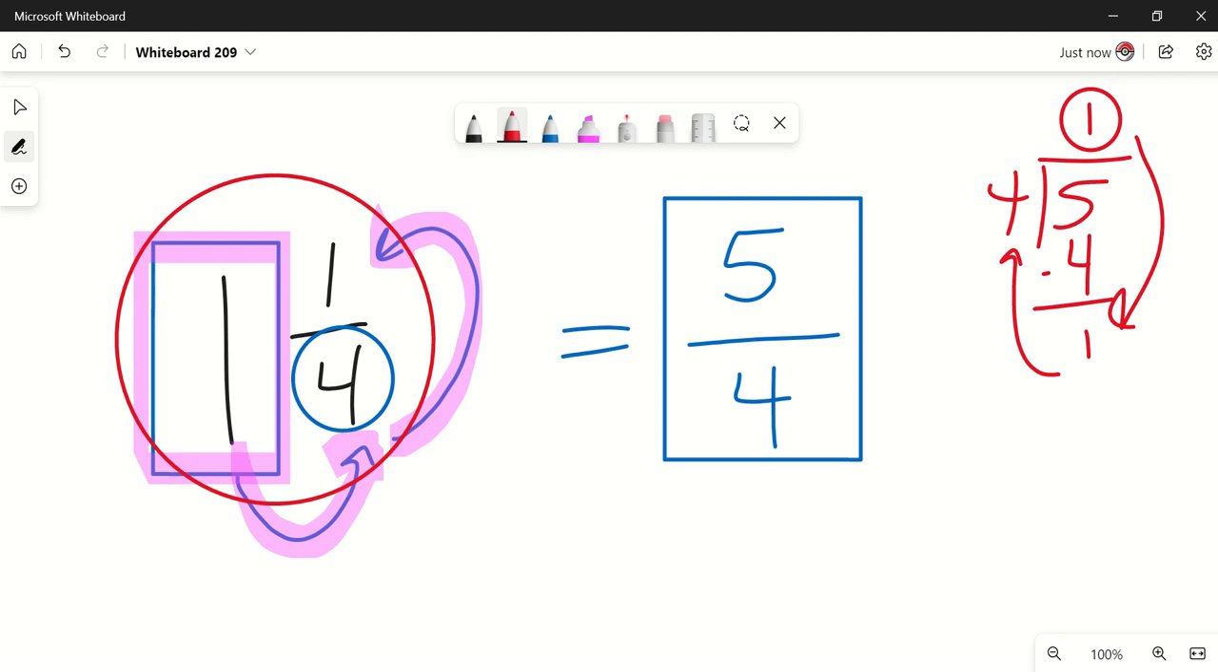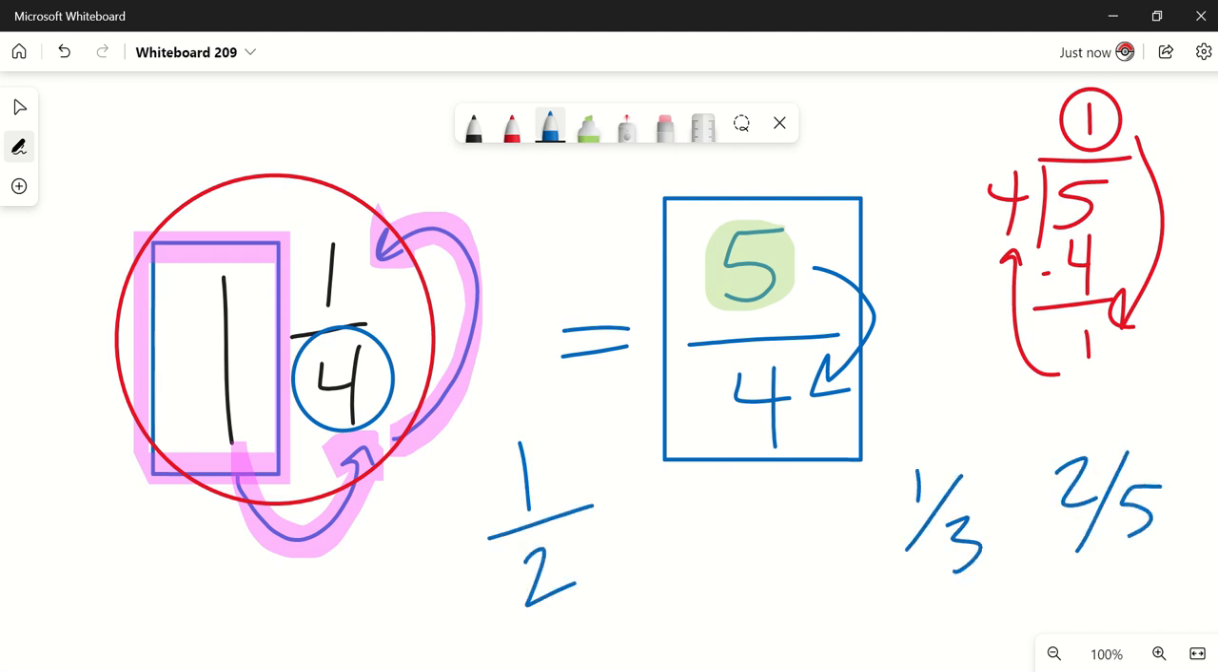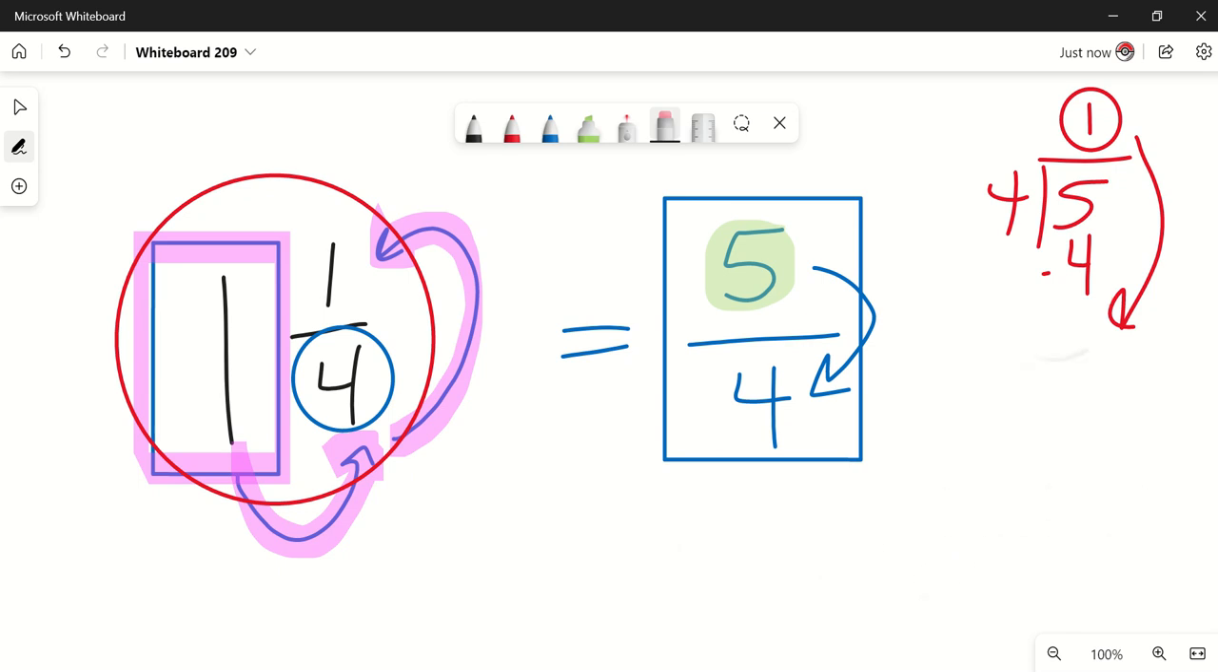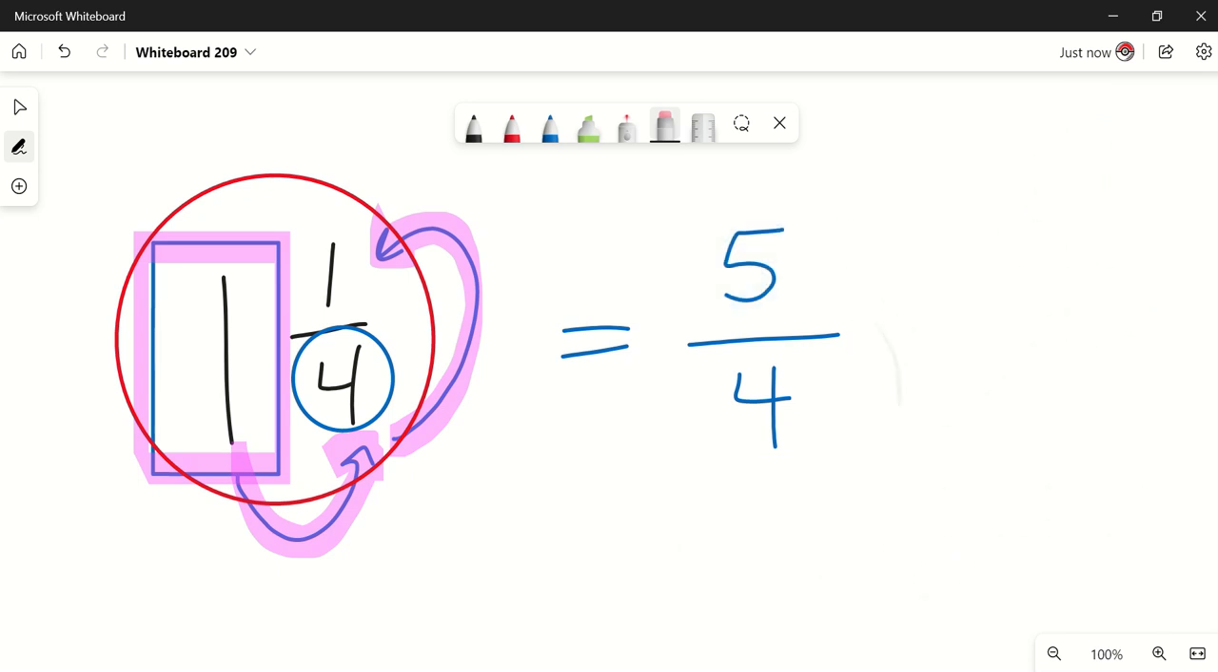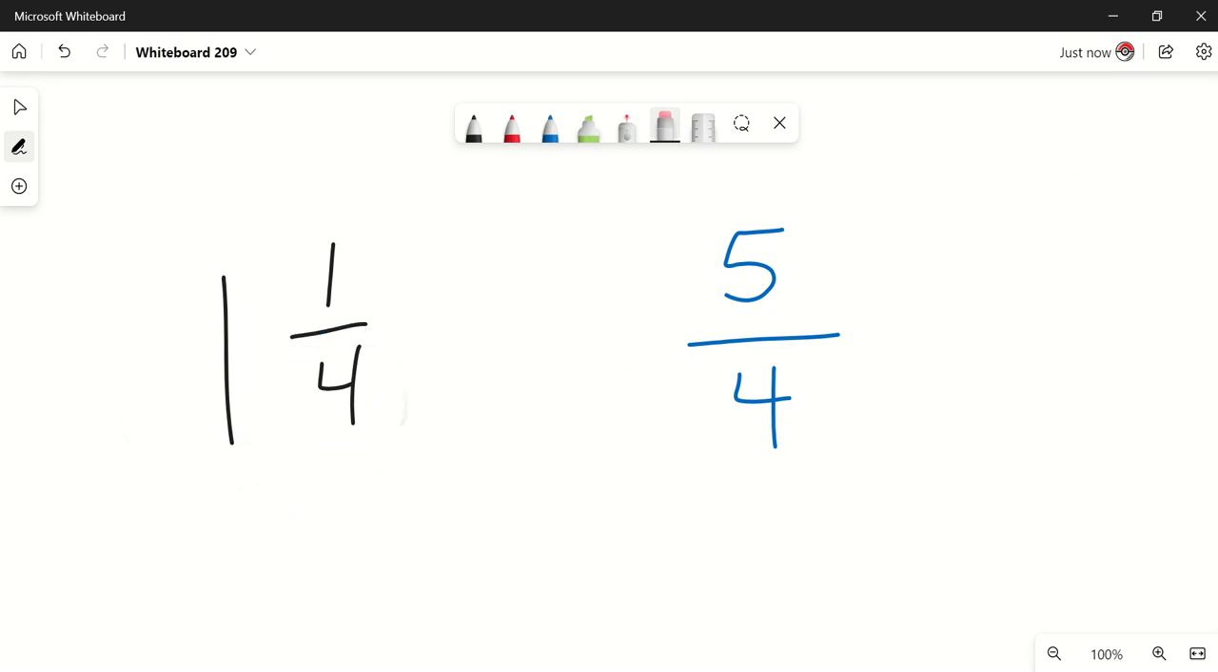For those of us that don't know what an improper fraction is, this needs to be in your notes as well. An improper fraction is when your numerator is a bigger number than your denominator. That is an improper fraction. All proper fractions would be something like this. When you have a number in your numerator that is smaller than your denominator, those are proper fractions. Improper fractions are always when you have a bigger number in the numerator spot. So they've asked us to turn 1 and 1/4 into an improper fraction, which is 5 over 4.